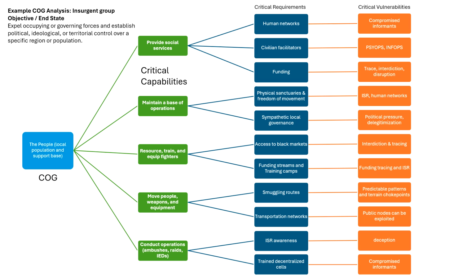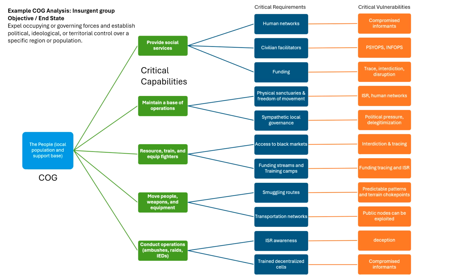For example, they need human networks, physical sanctuaries, funding sources, and transportation systems. These are called critical requirements. Many of those requirements are vulnerable. For instance, smuggling routes may follow predictable terrain. Civilian facilitators can be influenced or exposed. Funding streams can be tracked, and training camps can be targeted through intelligence or surveillance.